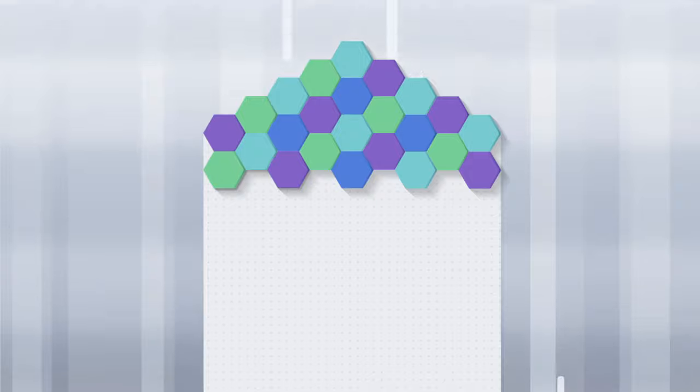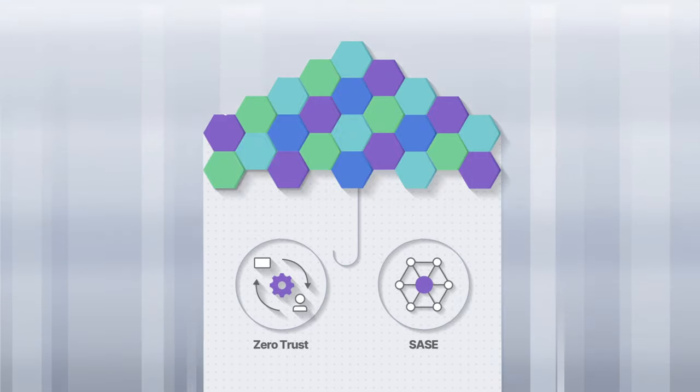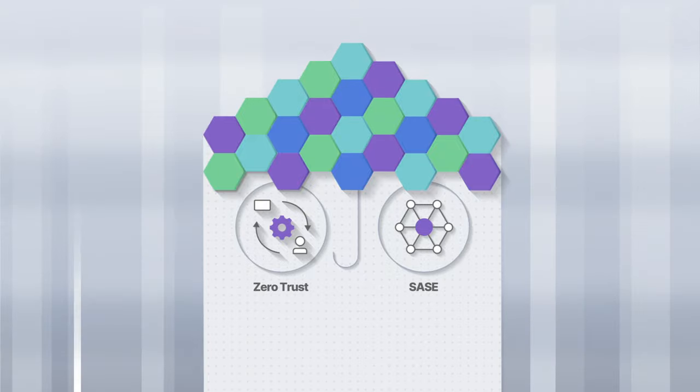Enter Hybrid Mesh Firewall, the unification of all firewall deployments, whether on-prem or in the cloud, serving as the foundation for easing the adoption of Zero Trust and SASE while extending detection and response services.